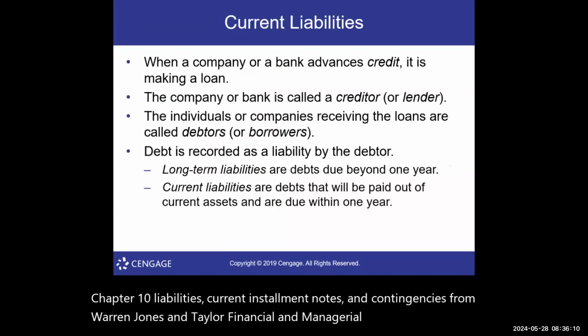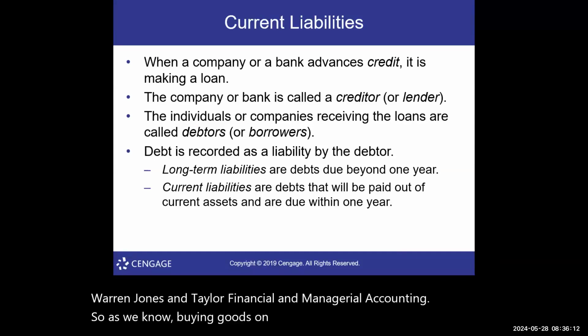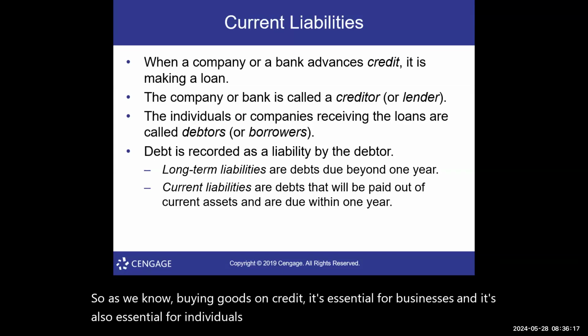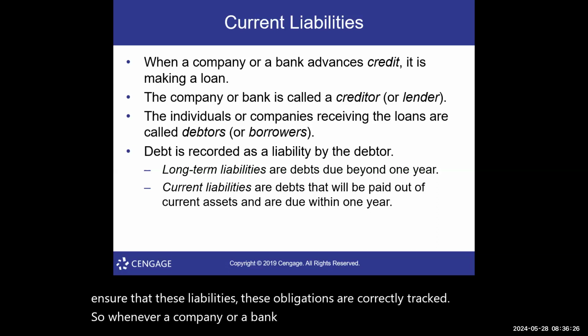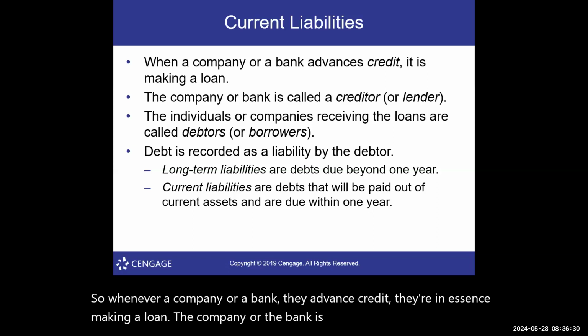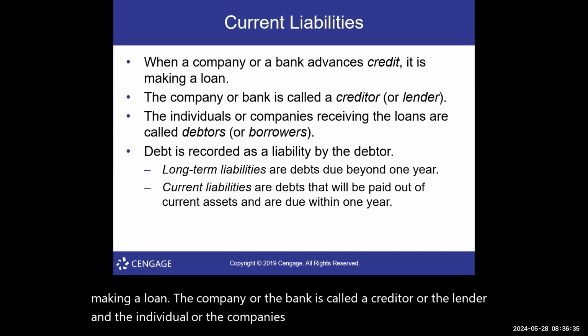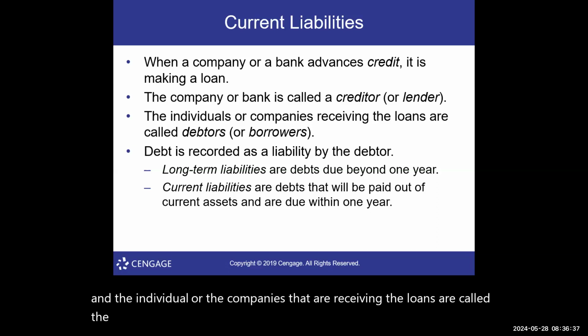So as we know, buying goods on credit is essential for businesses and it's also essential for individuals. But one of the key things is that you need to ensure that these liabilities, these obligations, are correctly tracked. Whenever a company or a bank advances credit, they're in essence making a loan. The company or the bank is called the creditor or the lender, and the individual or the companies receiving the loans are called the debtors or the borrowers. So debt, generally, is recorded as a liability by the debtor.